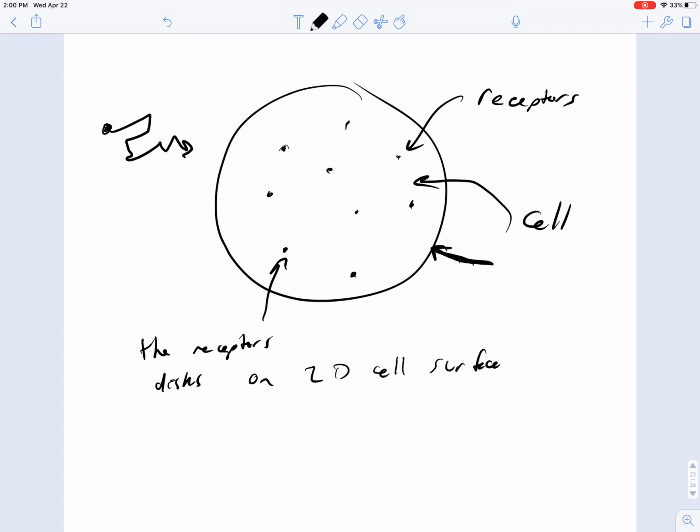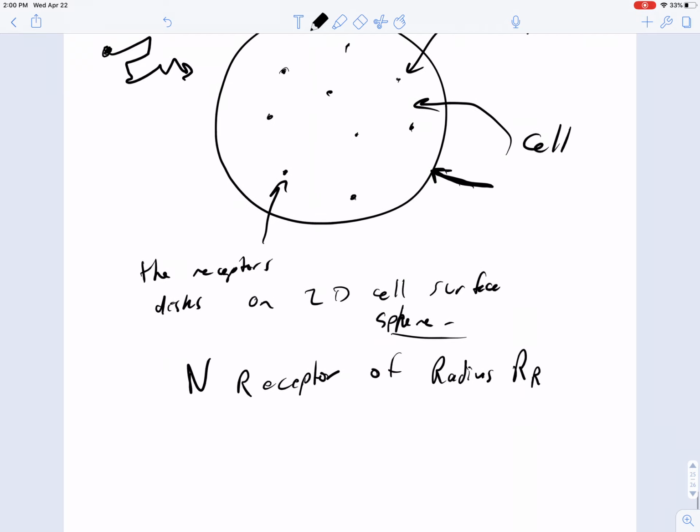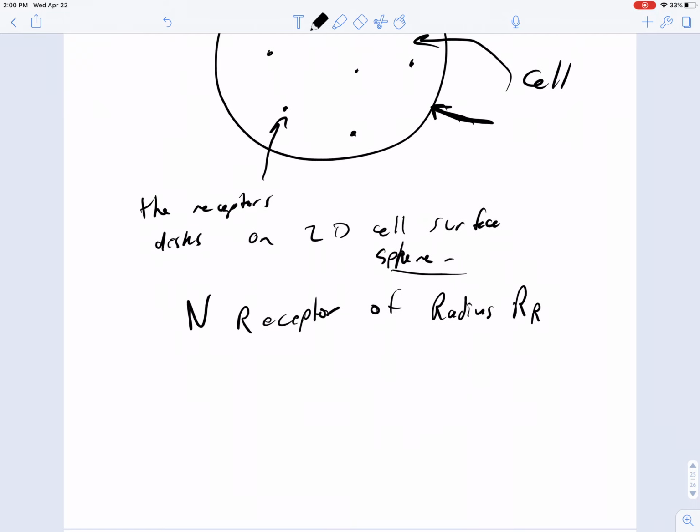Okay, the cell itself is a sphere, and let's say there are n receptors here of radius R_R. So before, we were looking at bimolecular interactions, assuming that the receptor was spherical and whatever binder was spherical, and then they would come into contact with each other and bind in bulk. But here it's a little different.